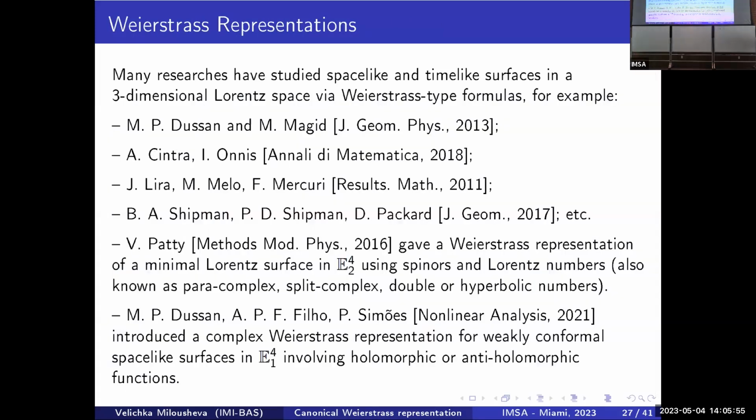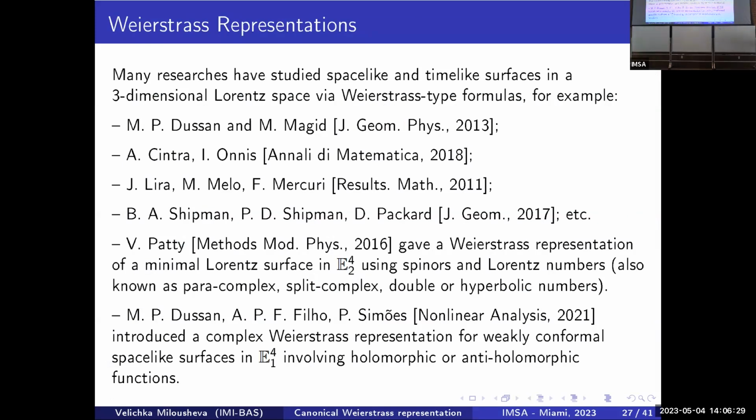Here I would like to say that actually there are many Weierstrass type formulas characterizing space-like or time-like surfaces in three-dimensional Lorentz space. For example, here I listed some of the results of Dushan and Magid in 2013, Sintra and Tonis 2018, Lira, Melo and Mercuri 2018, B. Shipman, P. Shipman, and Packard in 2017. And there are also others which are not listed here.